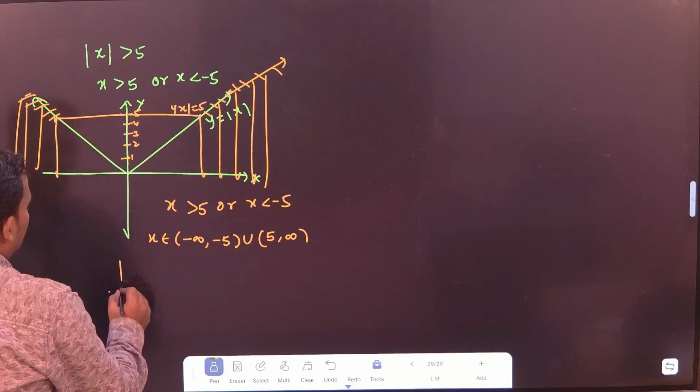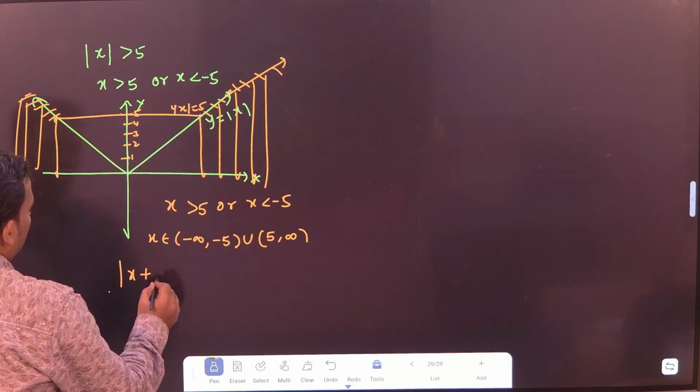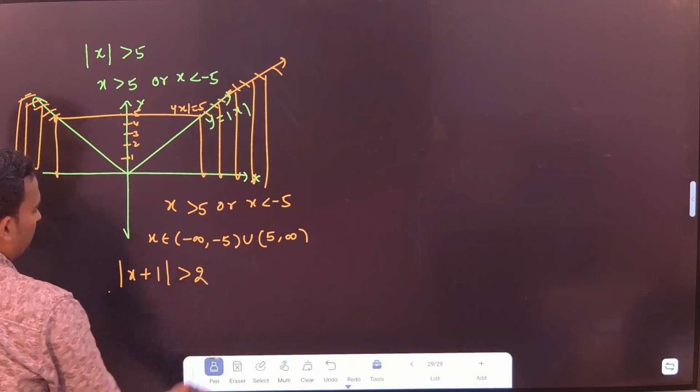Suppose if I take mod x plus 1 is greater than 2.